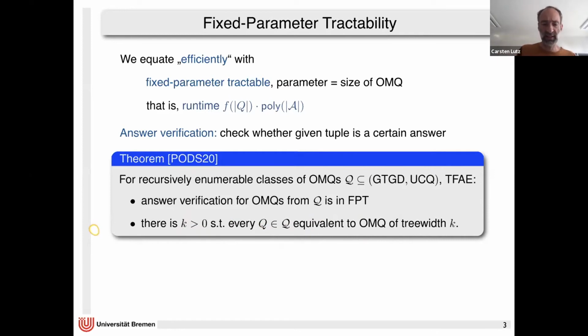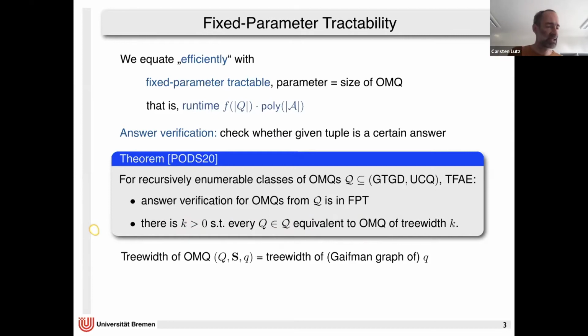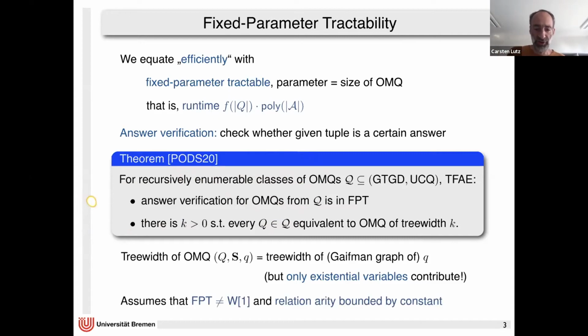Now, let me explain a little bit further. What do I mean by this? Well, when I speak about the tree width of an ontology-mediated query, I mean the tree width of the actual query in it, more precisely of its Gaifman graph, because we have predicates of higher arity here, right? And even more precisely, only of the existential variables. So before we consider the Gaifman graph, we drop all the answer variables, and then we look at the tree width. And this is what characterizes the frontier of FPT for verification. I should also mention two other assumptions that are made here for this theorem.